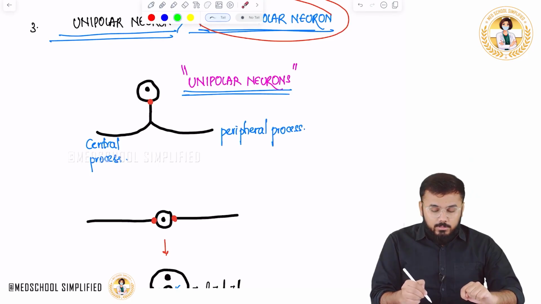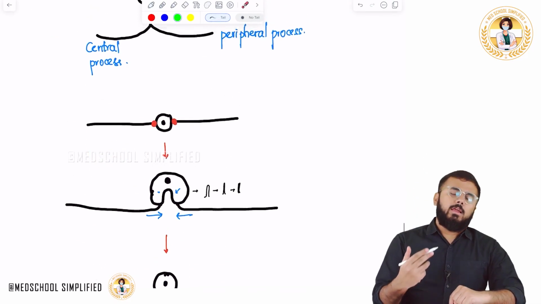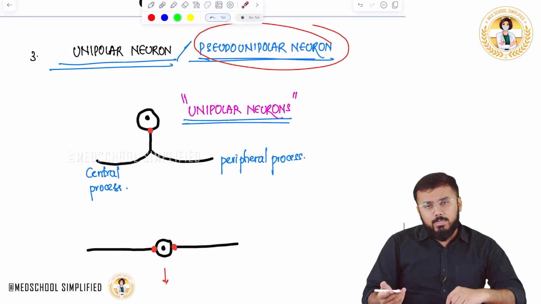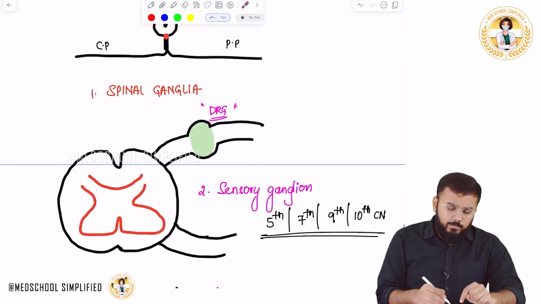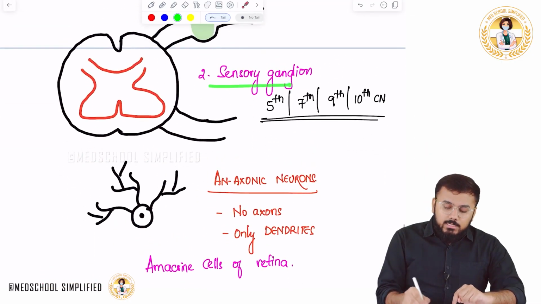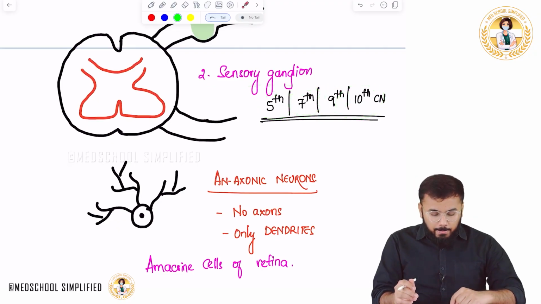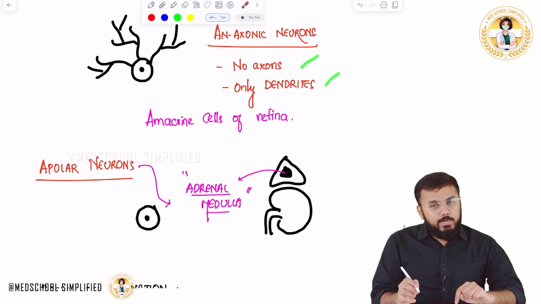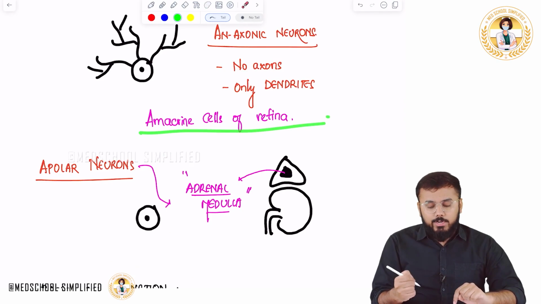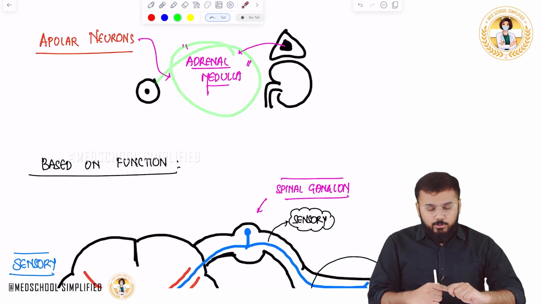What will be the examples? Why is it called pseudounipolar? Even if you don't know it, just remember the examples. One is the spinal ganglion and the sensory ganglia of the 5th, 7th, 9th as well as 10th cranial nerves. Next, anaxonic, no axons, only dendrites. Amacrine cells of the retina are the example. Apolar neurons are present in your adrenal medulla.